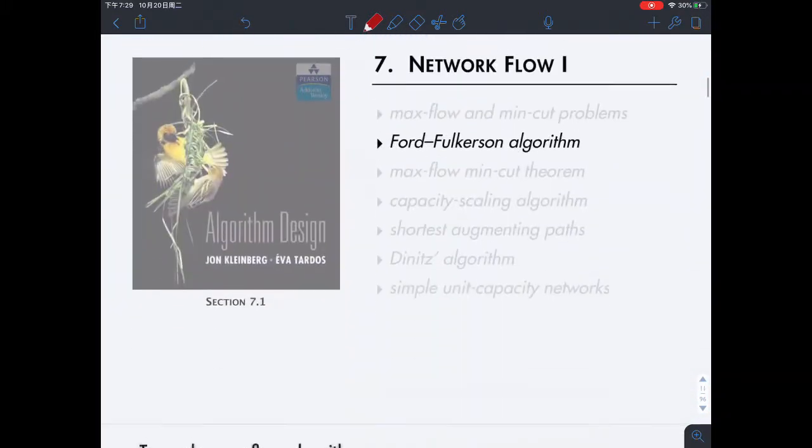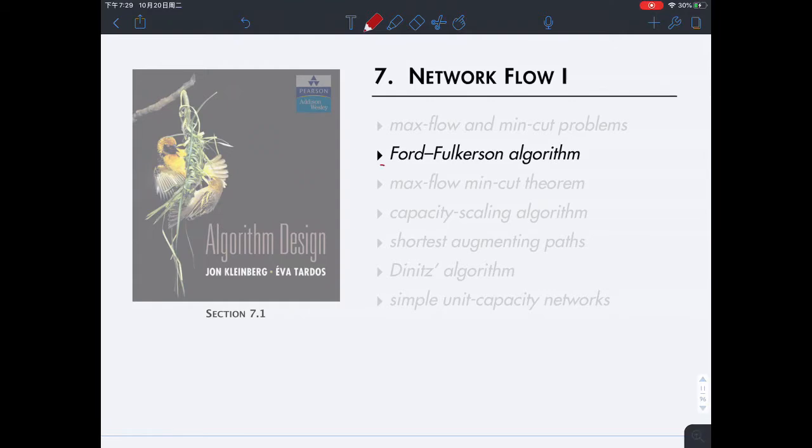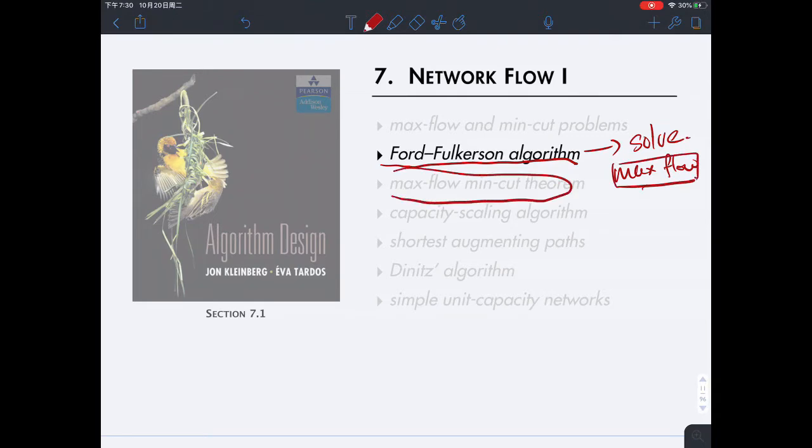Right. So next we should move to, after we introduce both the max flow and min cut definitions, the actual algorithm. This algorithm is really just trying to solve the max flow problem. And after we solve the max flow problem, we need to prove the correctness, and that goes back to the max flow min cut theorem we mentioned, right?